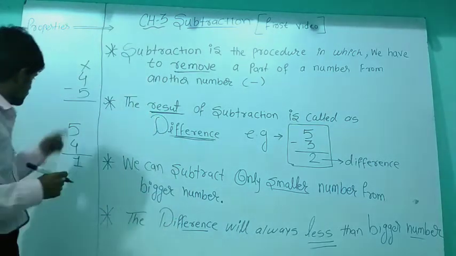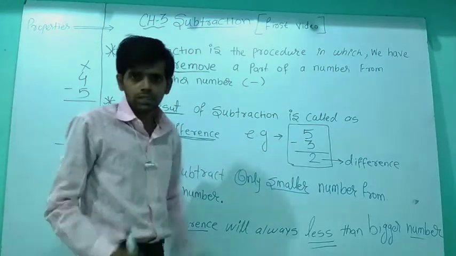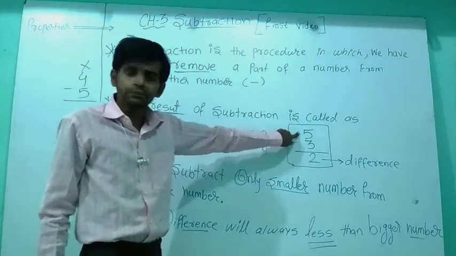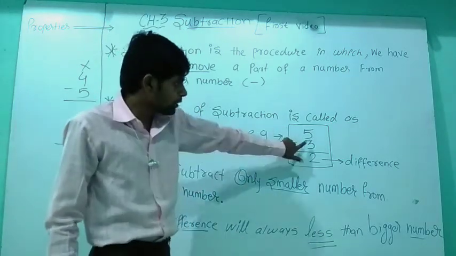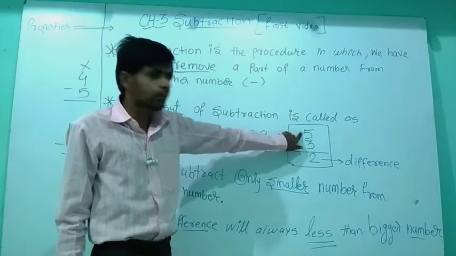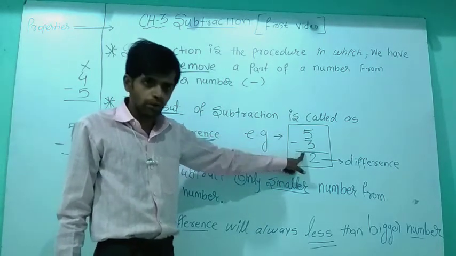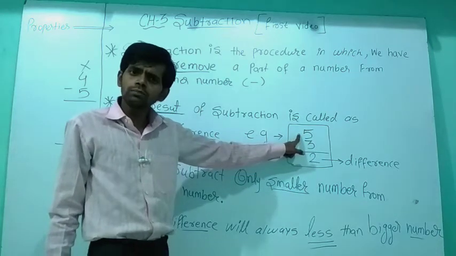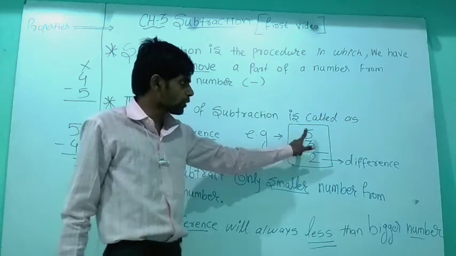Okay. Take this example. 5 minus 3. Here the bigger number is 5, and the smaller number is 3. So here we can subtract 3 from 5. Yes, we can subtract 3 from 5 because 3 is the smaller number and 5 is the bigger number. And we have learned that we can subtract smaller number from bigger number.